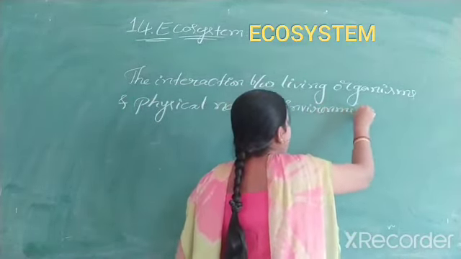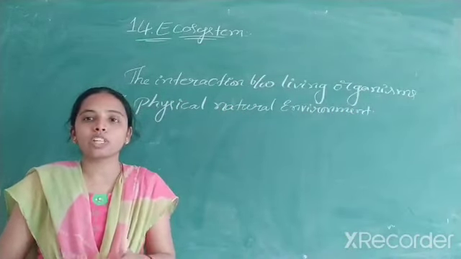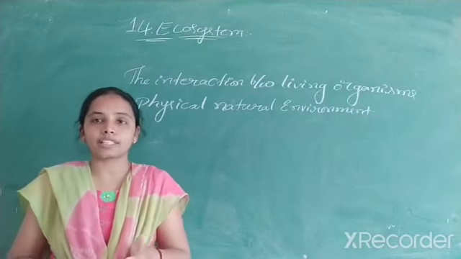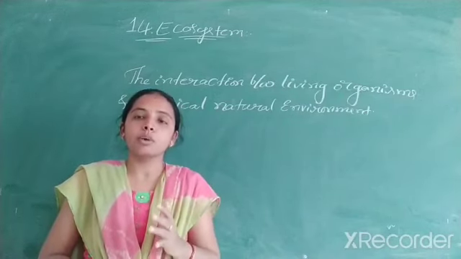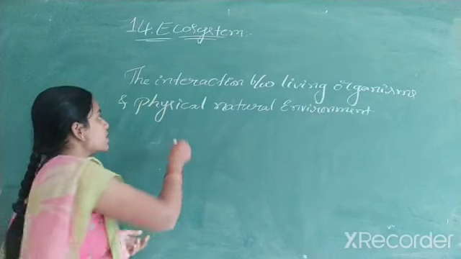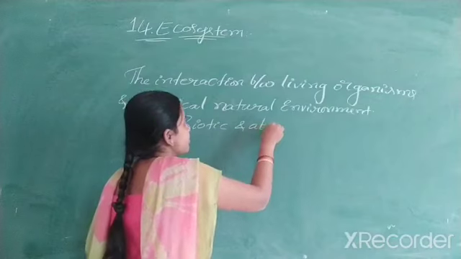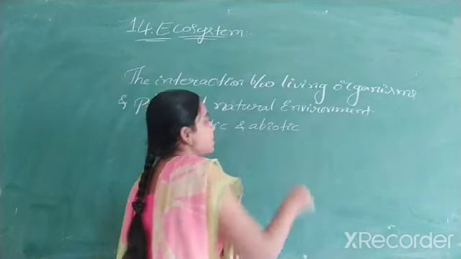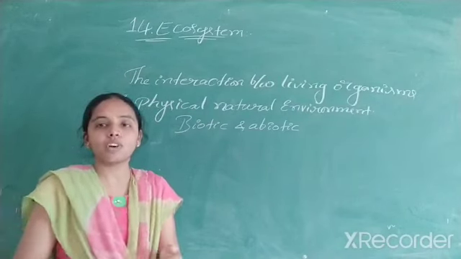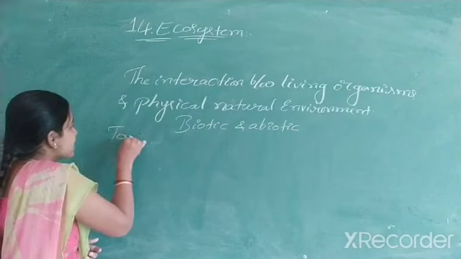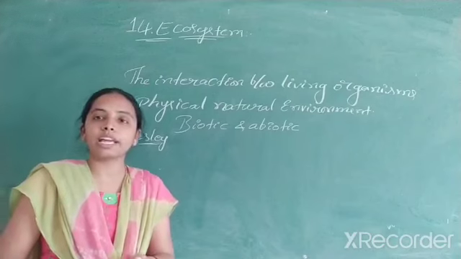So this is the definition of an ecosystem. The interaction between the living organism and the physical natural environment is called an ecosystem. It can also be defined as an interaction between the biotic and abiotic factors. So this is our ecosystem. Tansley is the name of the scientist who coined the term ecosystem.